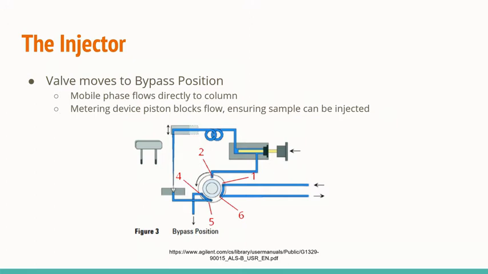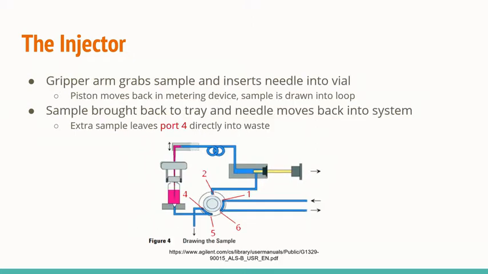When we want to test a sample, the valve switches to the bypass position, the flow of the mobile phase is redirected, exiting from port 6 directly from port 1. A piston in the metering arm moves forward, further blocking off any mobile phase from reaching the rest of the injection system. Ensuring that nothing flows out of the needle, the machine is now ready to inject the sample.